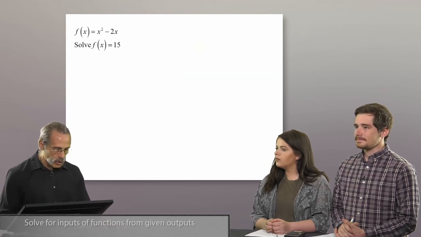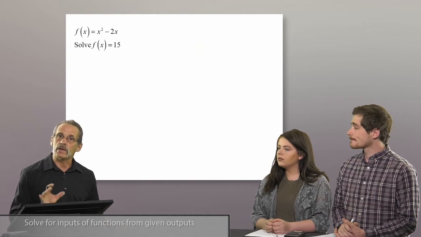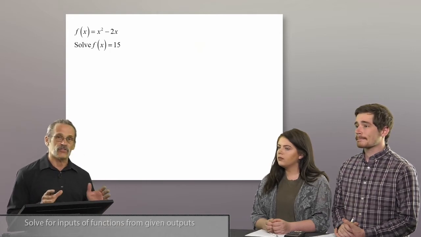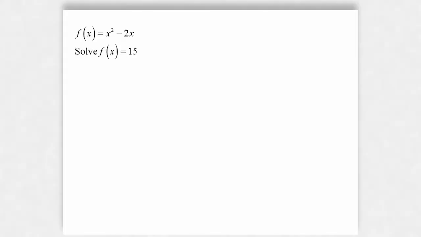For the second one, all we're going to do is set the output equal to 15, and we're going to take the function's formula. Here the function f of x is equal to x squared minus 2x. Here I'm looking for the particular input whose output is 15. So I'm just going to make a quick substitution. I'll go ahead and replace f of x with the function's formula.